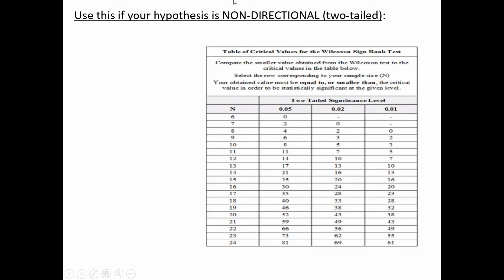Right, so if your hypothesis is non-directional, two-tailed, yeah, so there will be a difference, not predicting the direction of difference, you use this table here. You do not look at these columns, just ignore them. They have nothing to do with you. So we look down this column here, yeah, this is the one we want.